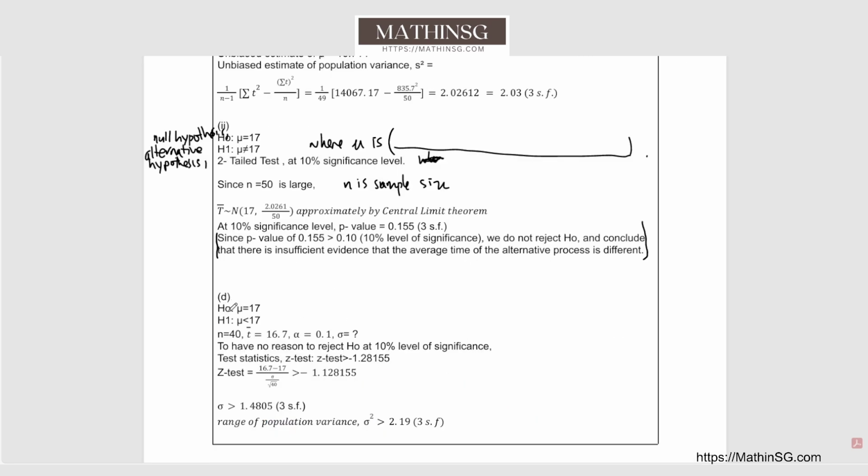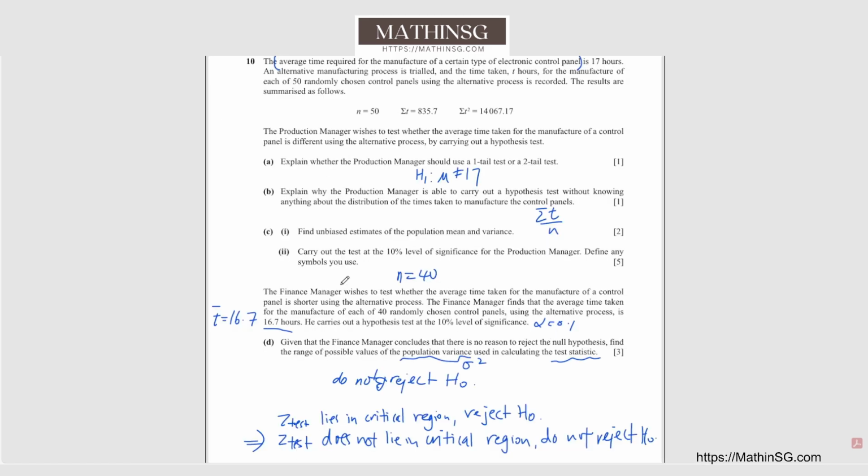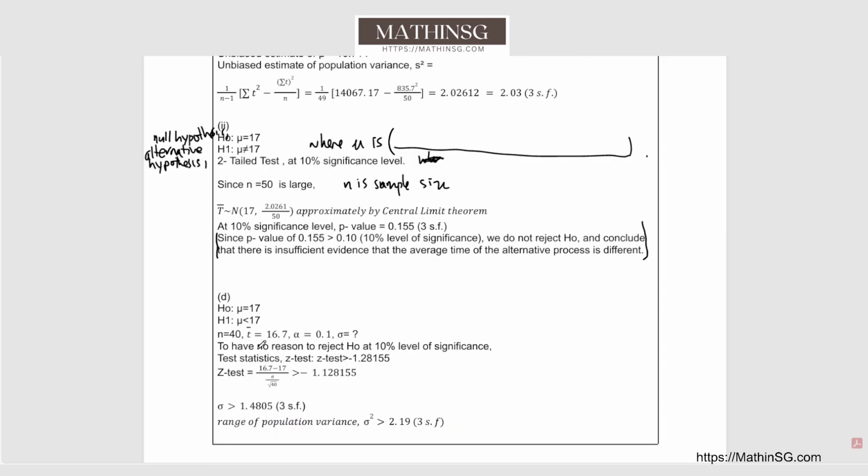Okay, so now let's write out the hypothesis testing again. We are testing H0: mu equals 17 against H1: mu less than 17, because in this case they want to test whether the average time taken for the manufacture of a control panel is shorter. So we are testing whether it's shorter, so it's mu less than 17. With that, we are given n equals 40, t bar equals 16.7, alpha equals 0.1, and we are asked to find sigma, or basically sigma square, because it's variance.